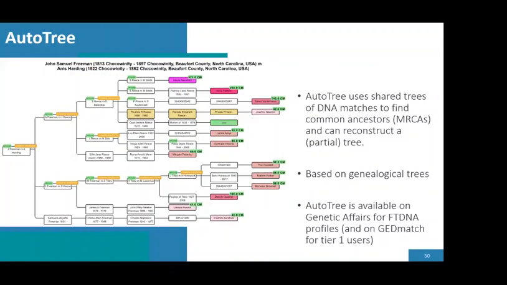So the AutoTree uses trees shared by DNA matches to find common ancestors. And using those common ancestors and their descendants, it can then reconstruct a tree. It works with genealogical trees from your DNA matches, as well as the tree that is associated with the tested person. Available on Genetic Affairs for Family Tree DNA and on GEDmatch for Tier 1 users.